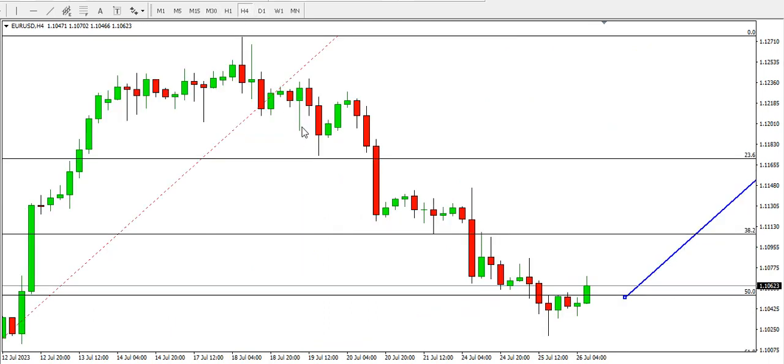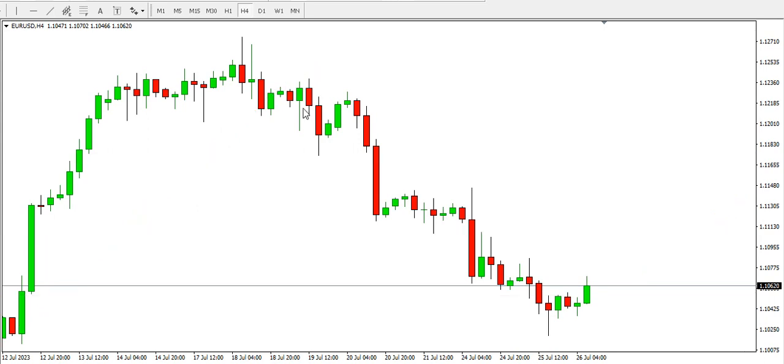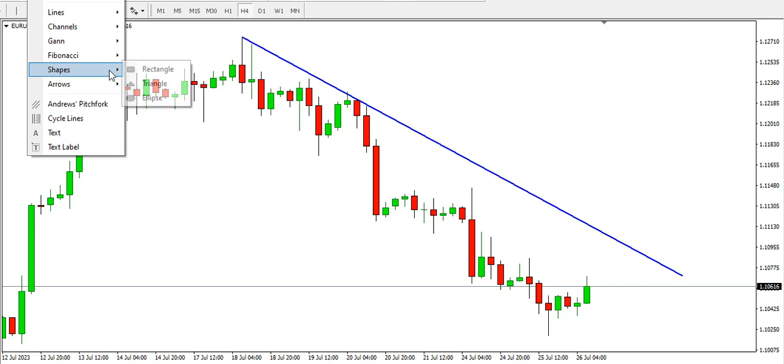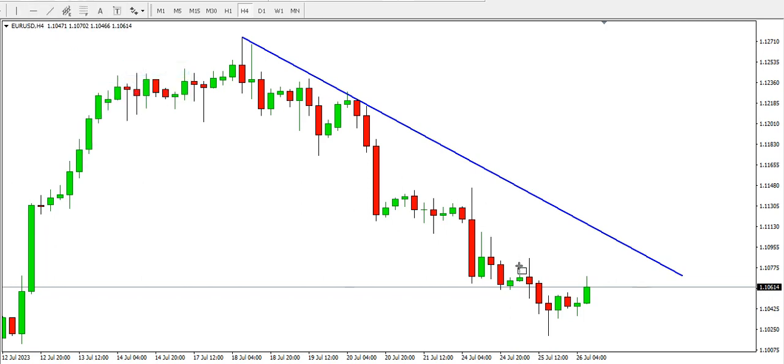On the 4-hour time frame, the price of EURUSD is currently bearish. Looking at this trend line, the descending trend line is yet to be broken, so price might have difficulty going up. I'm talking about EURUSD price. It might have difficulty going up.